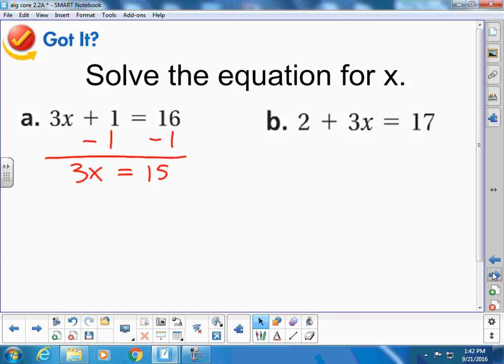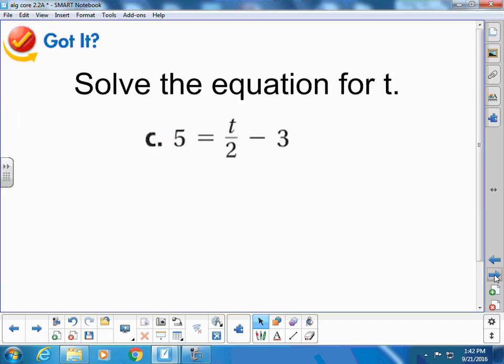Then the second step, we have to get rid of the 3, so it's 3 times x. So we want to divide by 3. And we end up with x, because that reduces to be 1, equals 5. You should do the next one before you unpause.